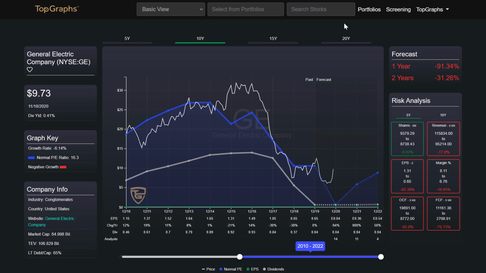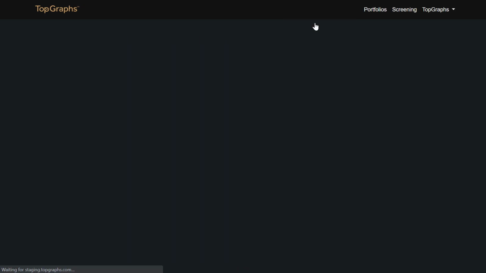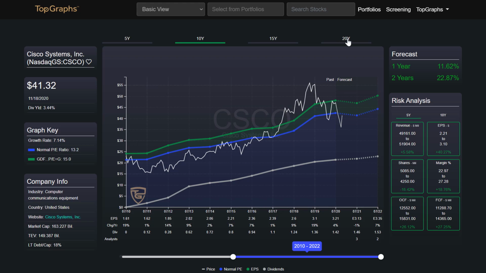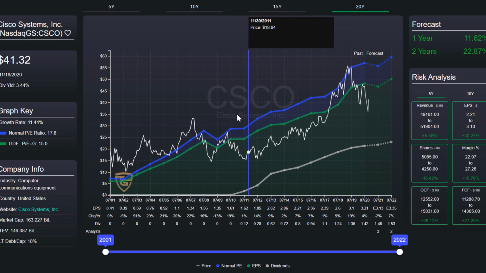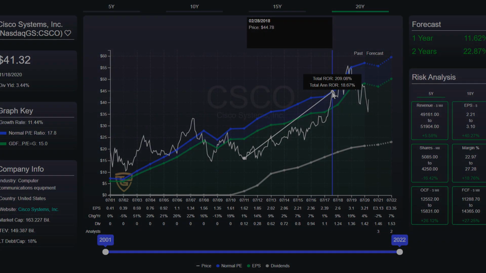To analyze a stock, you use the search field. Enter the stock you want to analyze. Now you can see at a glance whether the company is a good investment. And what you can see too, whenever Cisco Systems was undervalued, the price has returned to the fair value and you could make great profits.